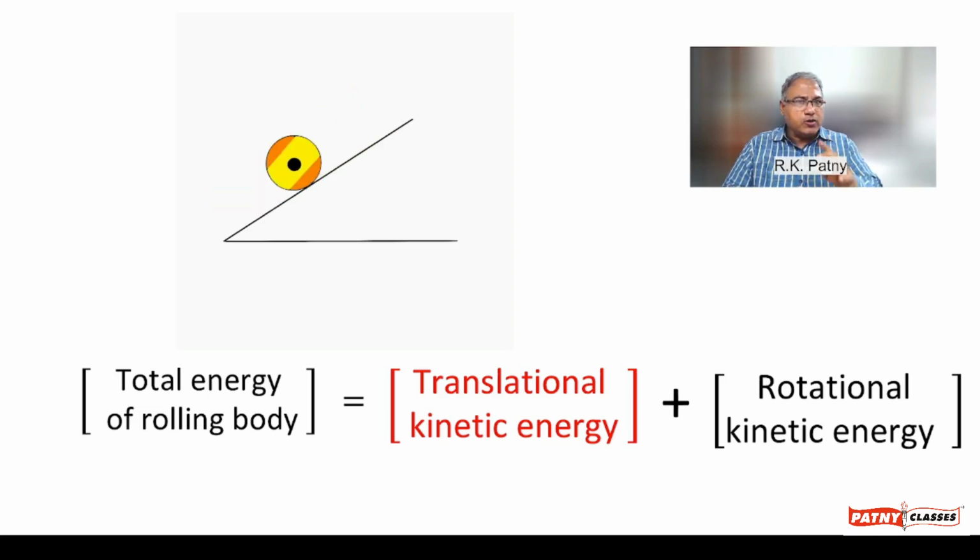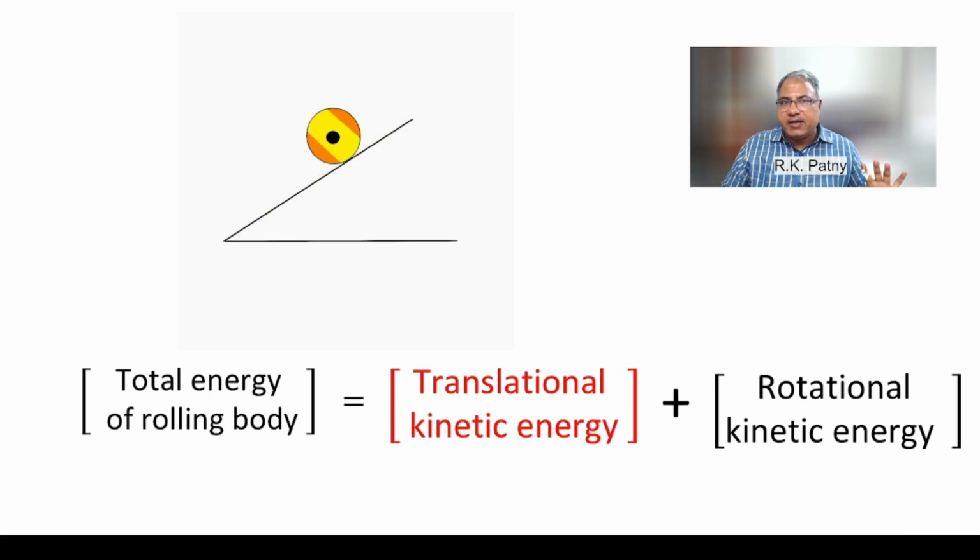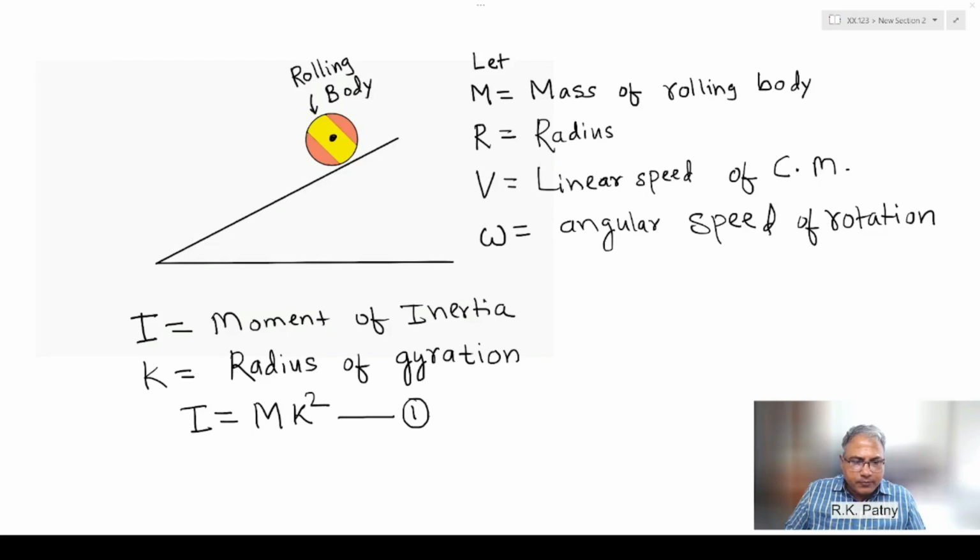By addition of these two energies, we get the total energy of a rolling body. One thing I want to clear here is that I have neglected the effect of friction. Friction is not considered here. I consider that friction is absent. In this expression, we are not going to consider the effect of friction. So I consider only two energies here: one is translational kinetic energy, another one is rotational kinetic energy. Now let us see how to find the expression for the total energy of a rolling body.